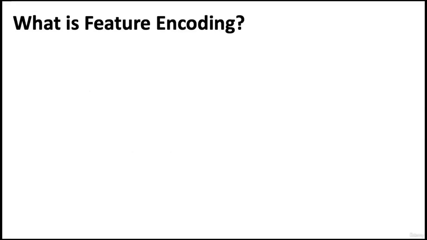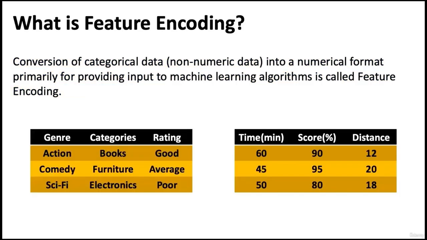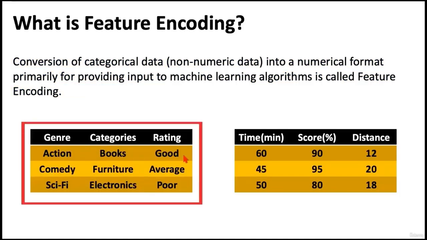What is feature encoding? Conversion of categorical data or non-numeric data into numerical format, primarily for providing input to the machine learning algorithms, is called feature encoding. So let's say we have two tables here. The table on the left represents the categorical data.